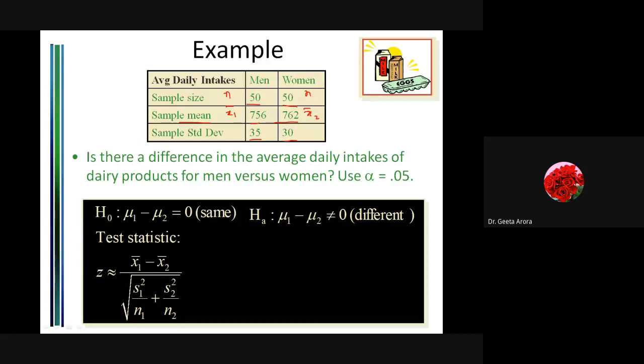And if we talk about the sample standard deviations, obviously this is our s1 and this is our s2. Correct? If we apply x1 bar minus x2 bar over the square root of s1 square by n1 plus s2 square by n2, we get the value minus 0.92.